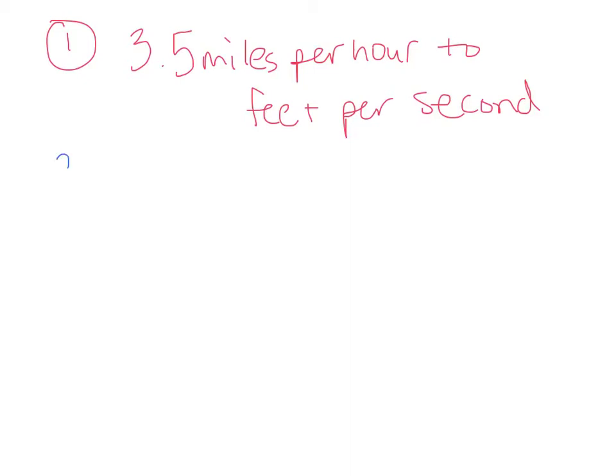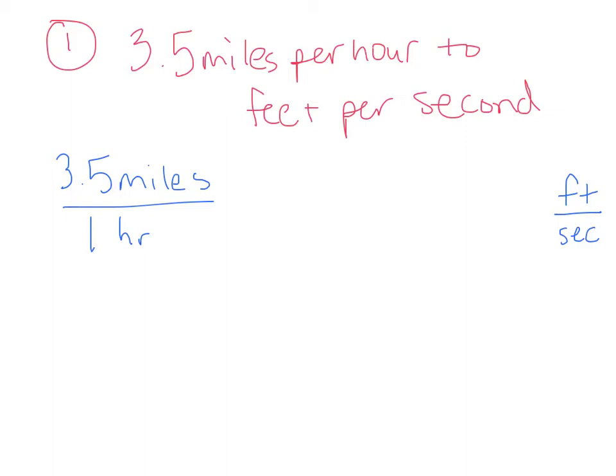I'm going to show you if we have 3.5 miles. When it says per hour, that's really talking about 1 hour. So this is how I want to write it: 3.5 miles over 1 hour, and we want to end up over here in feet over second. So I need to change miles into feet, and I need to change hours into seconds.